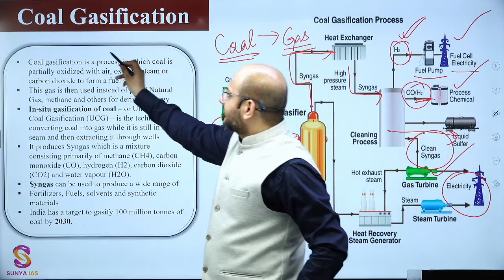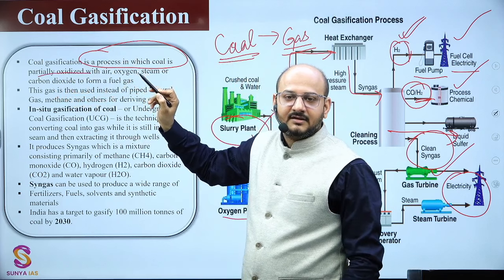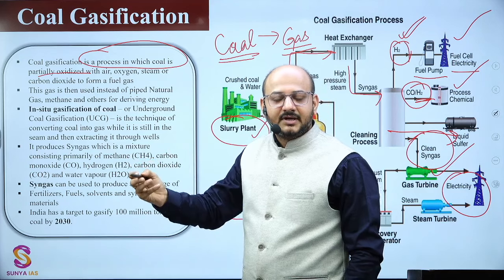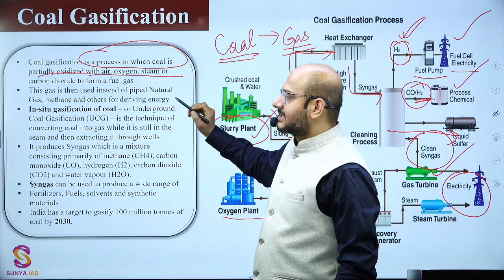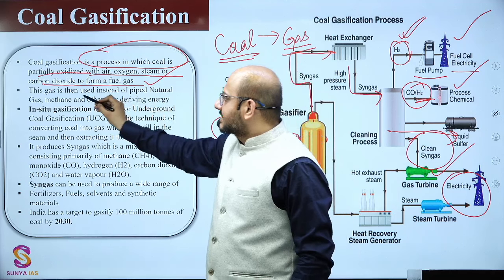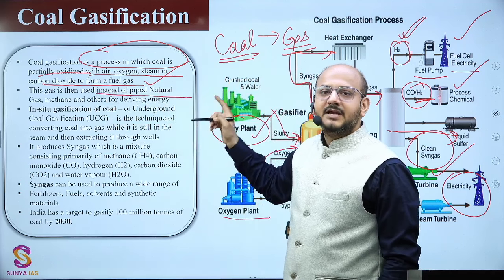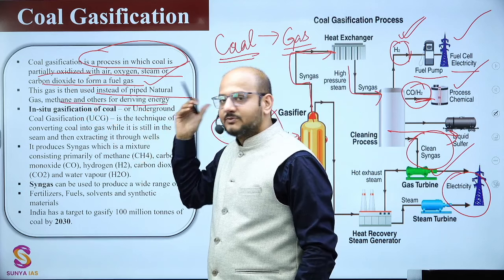So coal gasification is a process in which coal is partially oxidized. It's not an anaerobic reaction, it's an aerobic reaction. It is partially oxidized with air, oxygen, steam, or carbon dioxide to form a fuel gas. This gas is then used instead of piped natural gas, methane or others for deriving energy. हम directly use कर रहे हैं इसको.